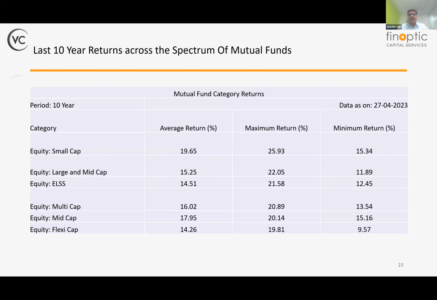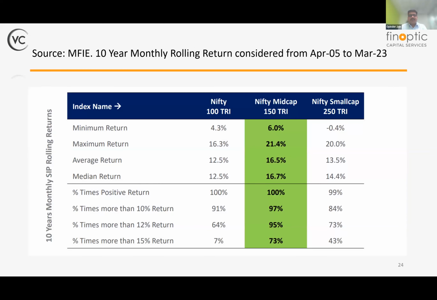Again, when we talk about the last 10 years, this also helps our clients and spreads knowledge on SIPs and STPs. This is monthly rolling return data, from April 2005 to March 2023, showing how the different indices have performed on average. If you see, over a period of time the positive return in mid cap, small cap or Nifty has been 100%.